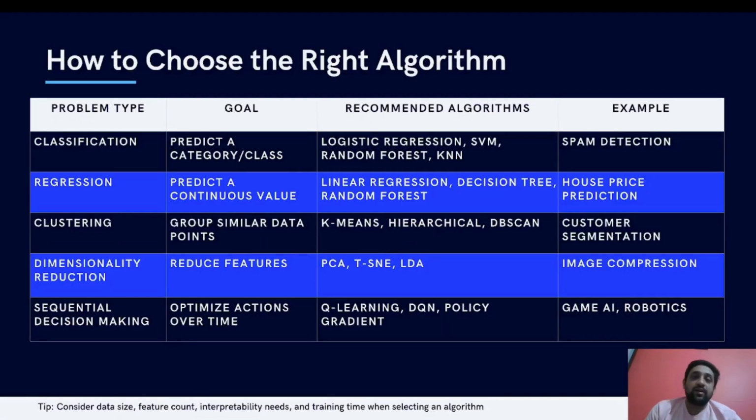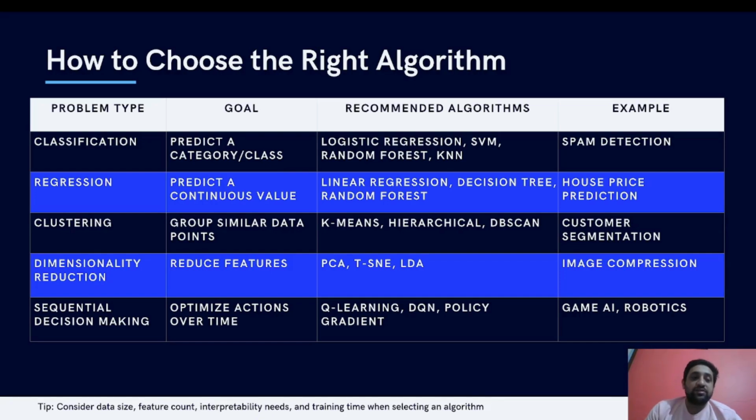How to choose the right algorithm? Choosing the right machine learning algorithm depends on the type of problem being solved. For classification problems, algorithms like logistic regression, SVM, and random forest are commonly used, while regression problems use linear regression or decision trees. Clustering problems rely on algorithms like k-means and hierarchical clustering, and dimensionality reduction techniques include PCA and t-SNE.